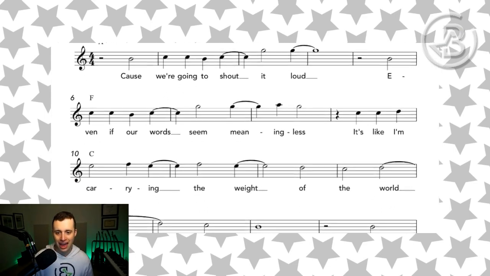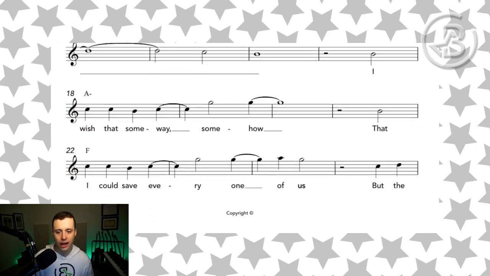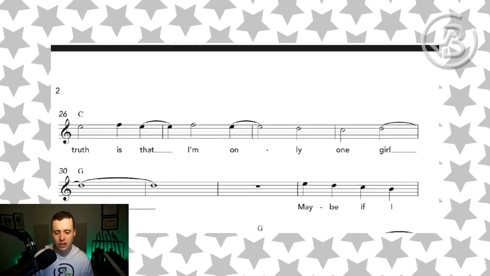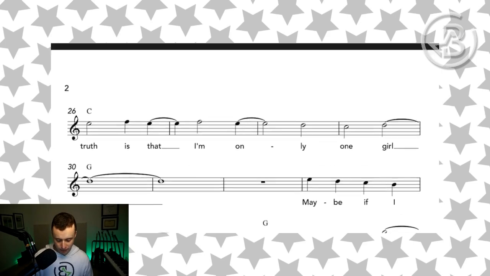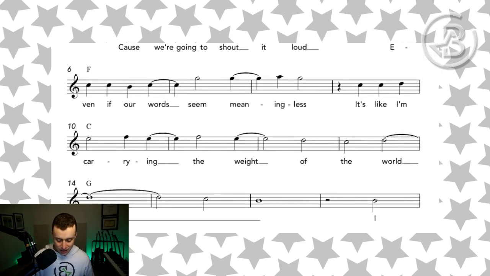We have A minor to F to C to G, A minor, F to C to G. Okay, so that is our major common chord progression number 3. That's our 6-4-1-5. However, here's where it gets tricky. Sure, we have this chord progression that shows us the song is major.